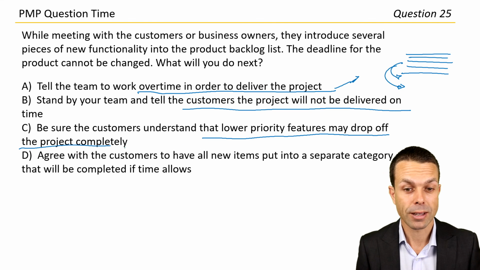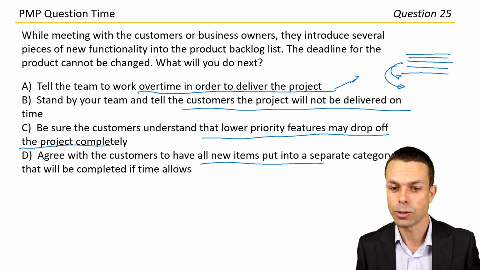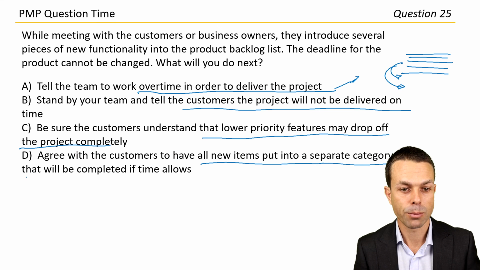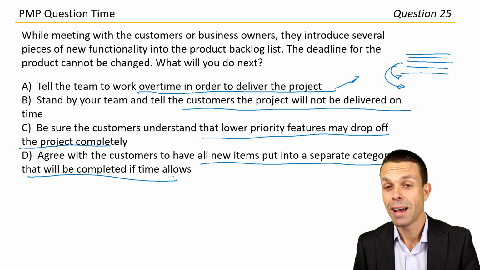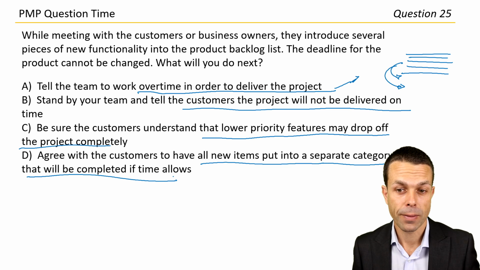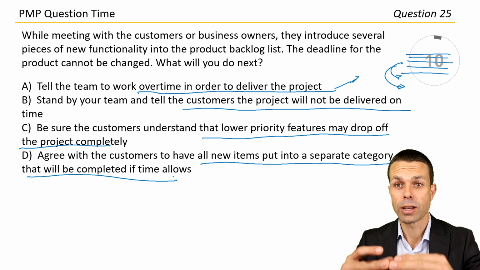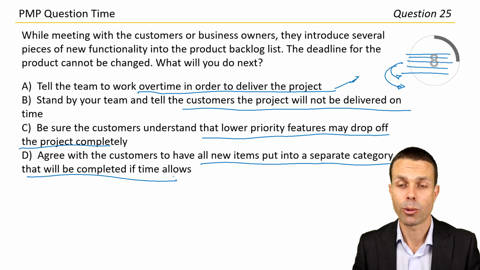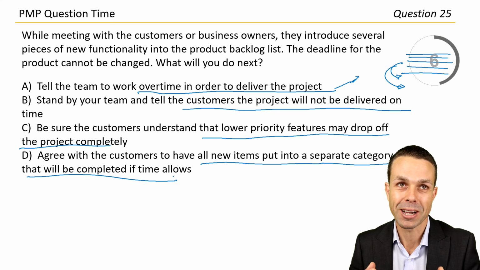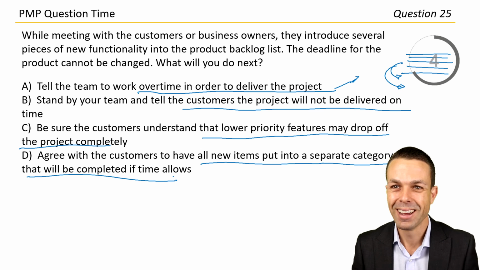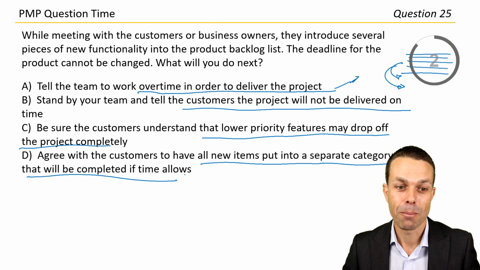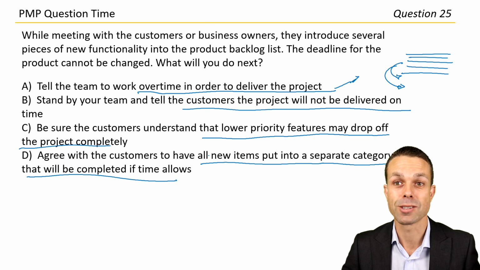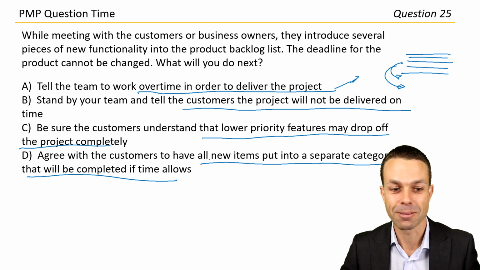Lastly, agree with the customers to have all new items put into a separate category that will be completed if time allows. Look, I mean, that's also a decent idea, but I think with Agile, we're looking at prioritization. So prioritization of business value, which is hard for me to say, but easy for us to do because it's the right thing to do. Let's go with answer C.